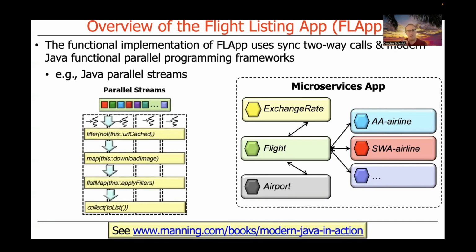Now, the implementation we're going to look at here in just a second uses functional programming, and it's based on synchronous two-way calls. So it's going to use essentially the Web MVC model of Spring, and it'll use the modern Java functional programming, parallel programming framework, Java parallel streams. So we show the implementations with parallel streams. Of course, we could use other frameworks here too, but this is the one I chose because it's convenient and really easy to do, and will hopefully build upon things you've learned in previous courses here in the program.